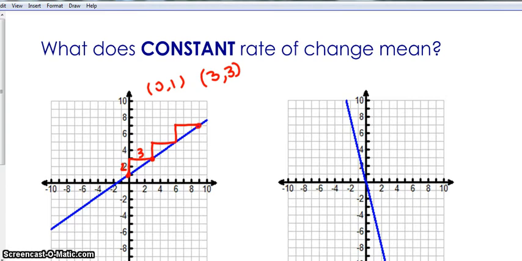And that rate of change is going to be constant or the same everywhere that I check on that line. You're going to see the same thing happen over here. I know I go through the origin, and if I look, it looks like I go down 4, right 1, down 4, right 1. That's what it means to be constant. It's going to be the same everywhere.